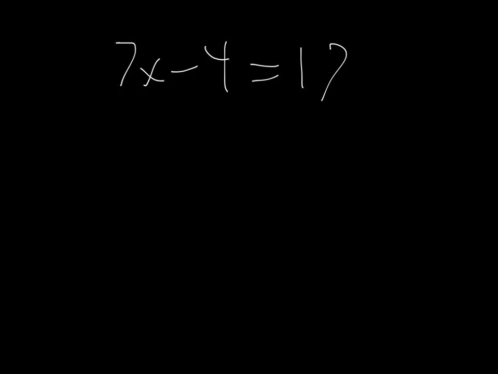But first things first, I got to get all of the x's by themselves on one side and worry about that one later. So let's try this. If I have a negative 4 here, how would I get rid of negative 4? I would do the opposite, and I would add 4. So 7x minus 4 is what this side is, plus 4.